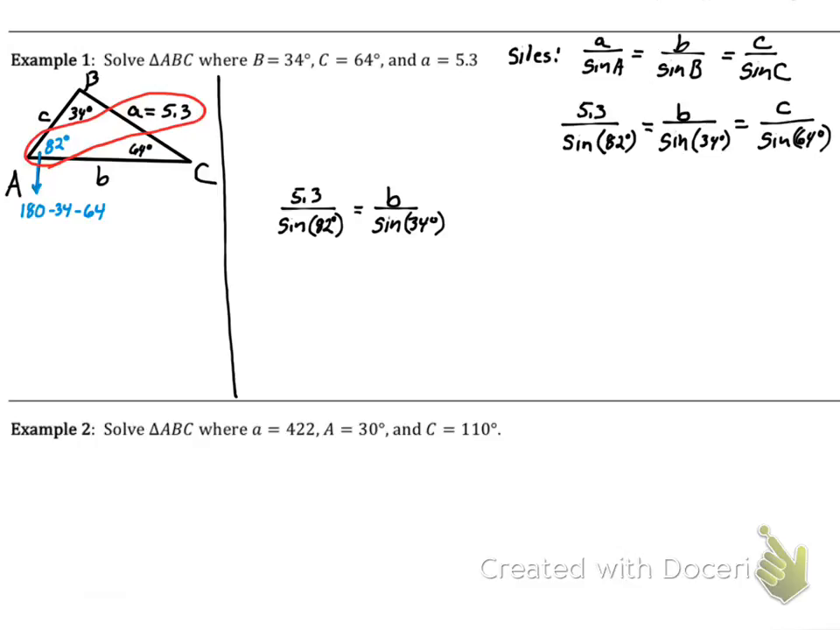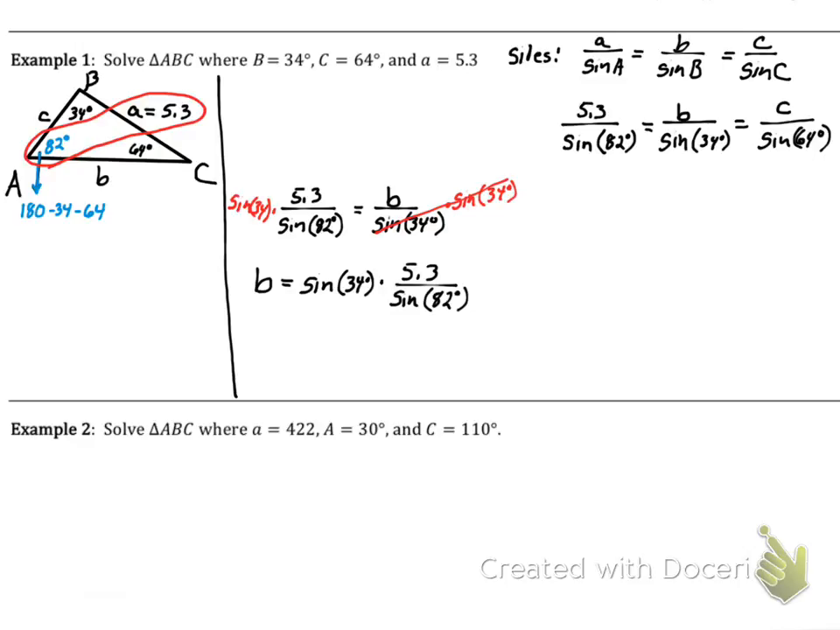And to get B by itself, I need to get rid of this sine of 34 degrees. So I'm just going to multiply both sides by the sine of 34 degrees. We're going to treat this as just any normal solving. So I'll multiply both sides by sine of 34 degrees. My sines are going to cancel out. I'm going to switch the side that the B is on. So I'm going to have B equals sine of 34 degrees times that 5.3 over sine of 82 degrees.